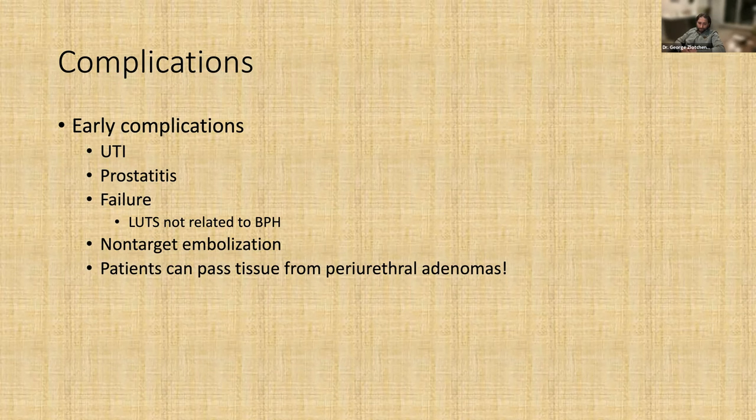Failure obviously is a complication, as is non-target embolization. If you're very careful, this should never happen. And patients can actually pass tissue from their urethra, which I've never seen, but it has been reported in the literature. They can also have hematuria or hematospermia. That's not really a complication. That's actually a good sign of necrosis, but you want to warn your patients in case they do.